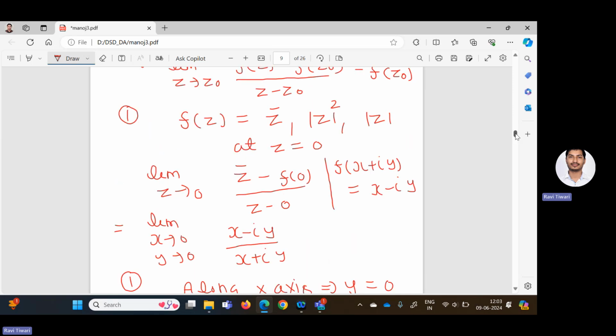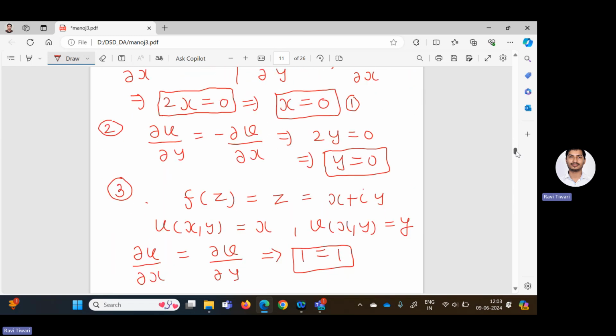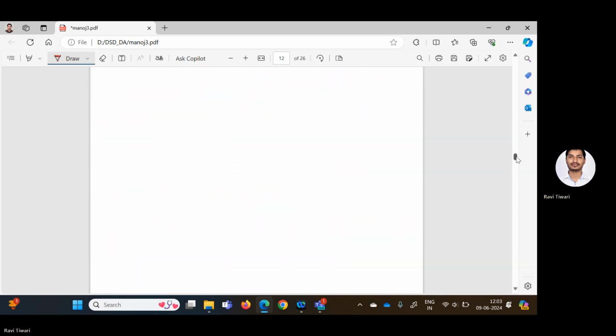One more example I have written here, mod z square and mod z. So let me discuss these two examples. First let me discuss the third question. f of z equal to mod z. If you remember, what is mod z? Under root real square plus imaginary square. So you will get mod z is under root x square plus y square.